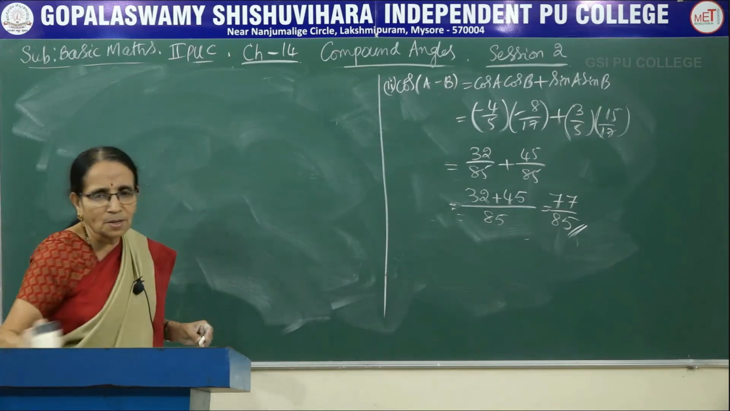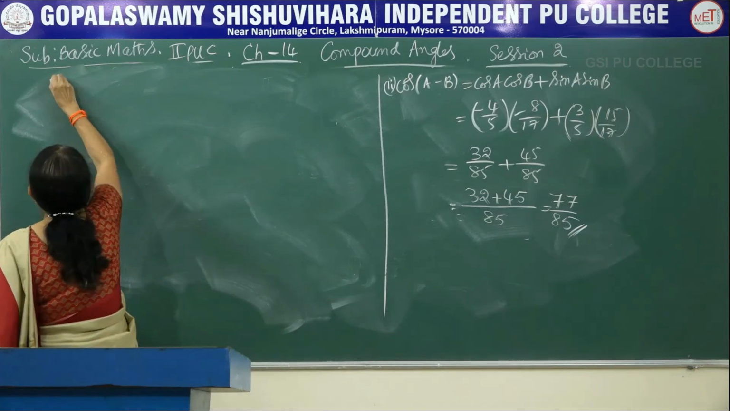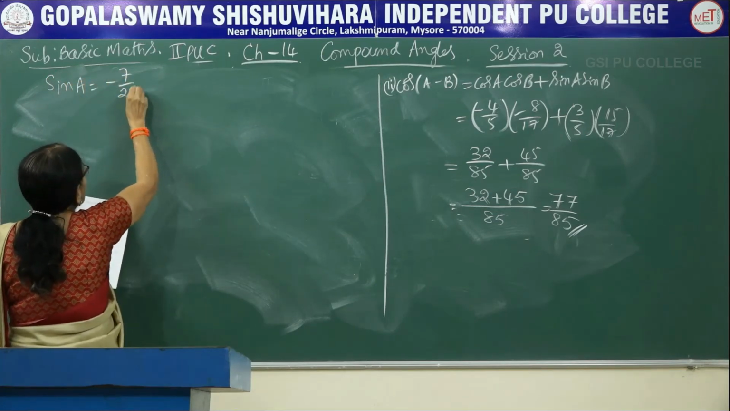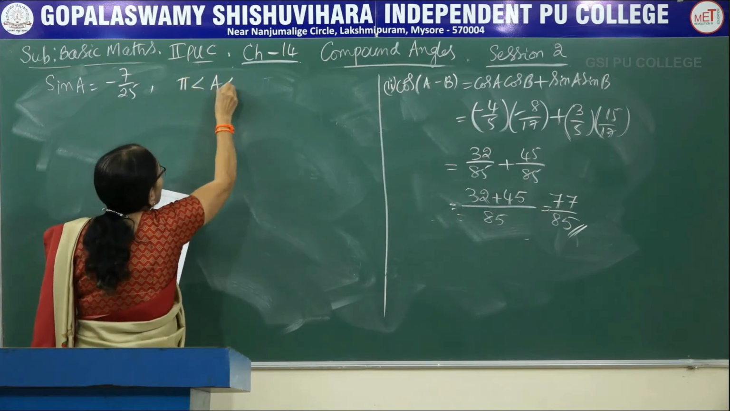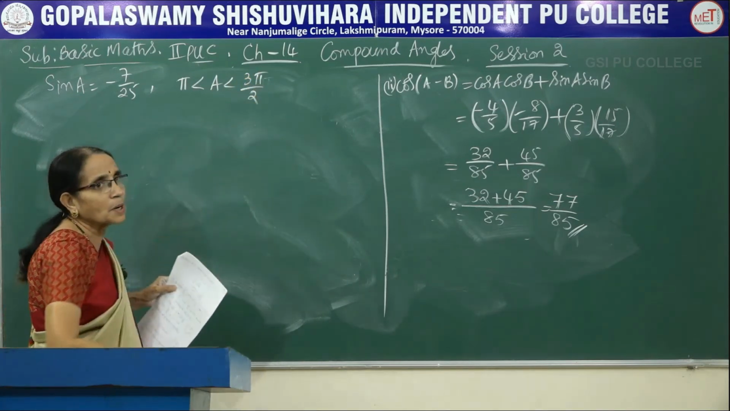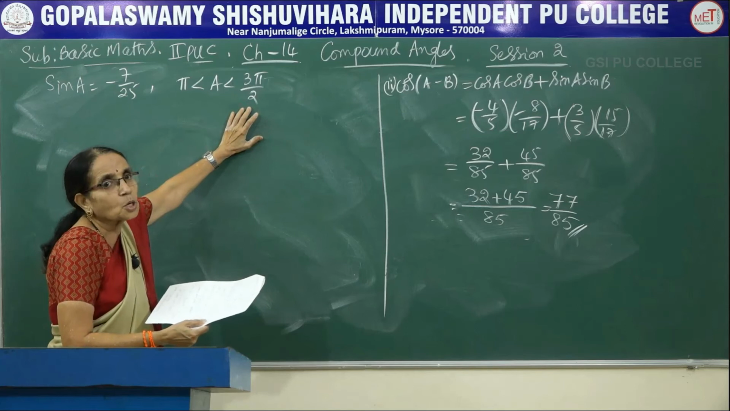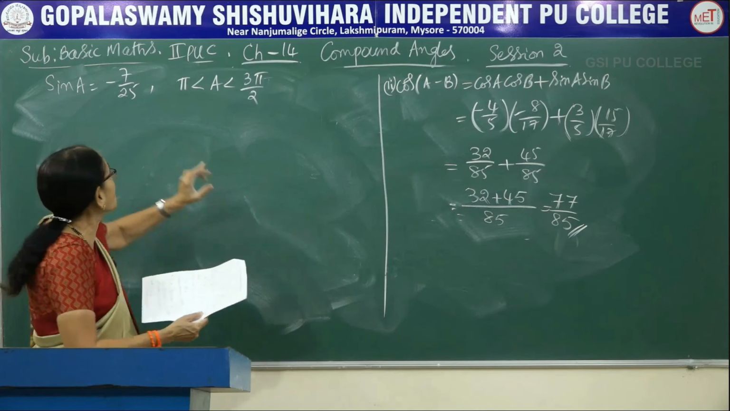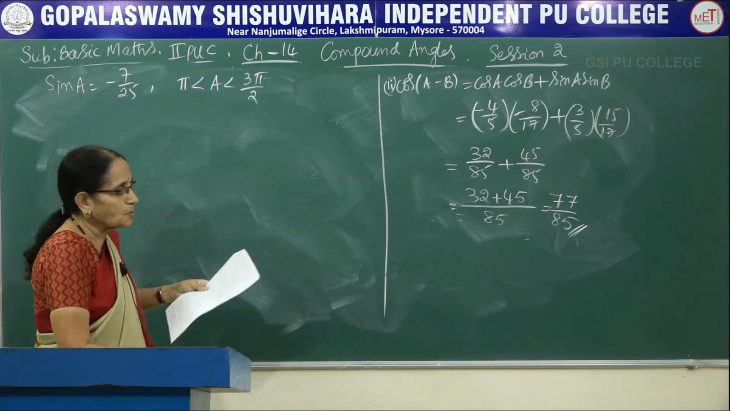Now the next problem is, the data in this case is sin A is minus 7 by 25, where the angle is lying between these two values. Look here, pi less than A less than 3 pi by 2. What do you mean by that? Pi means 180 degrees, 3 pi by 2 means 270 degrees. That means angle A is lying in the third quadrant. Third quadrant sign is negative, therefore I have written minus 7 by 25.